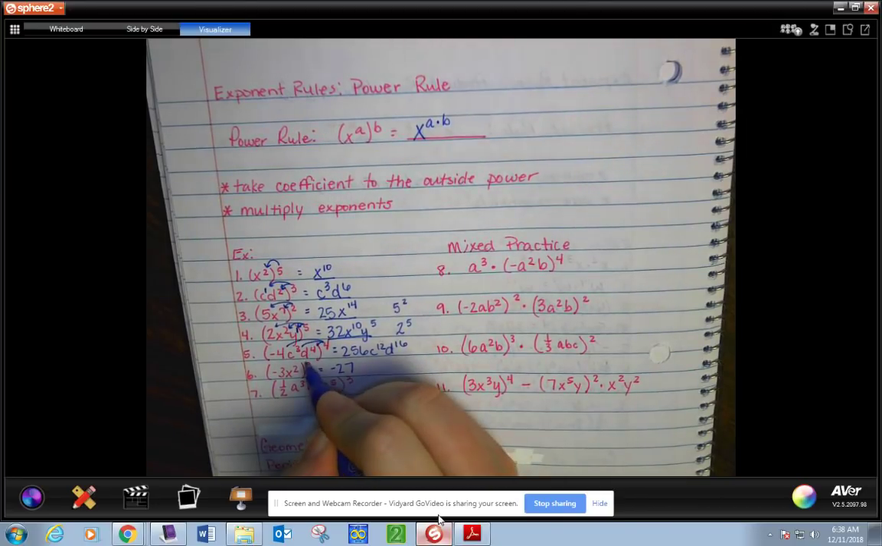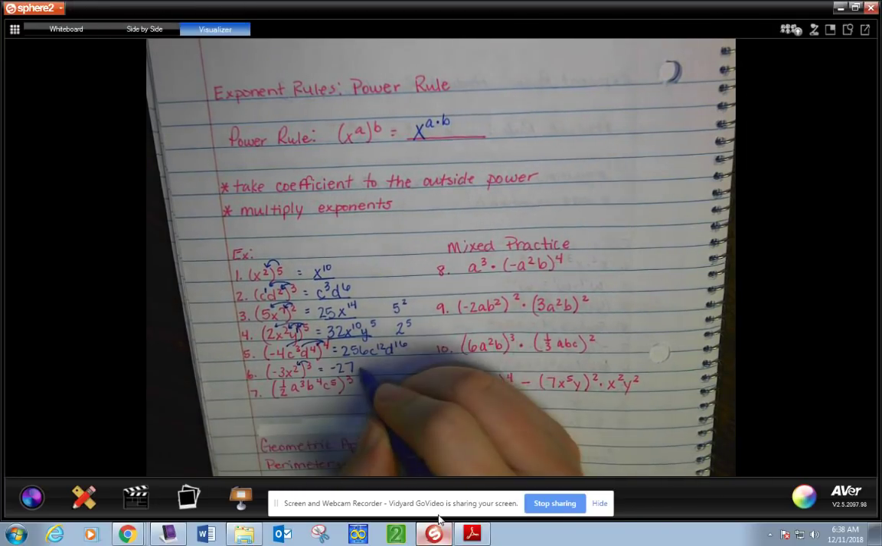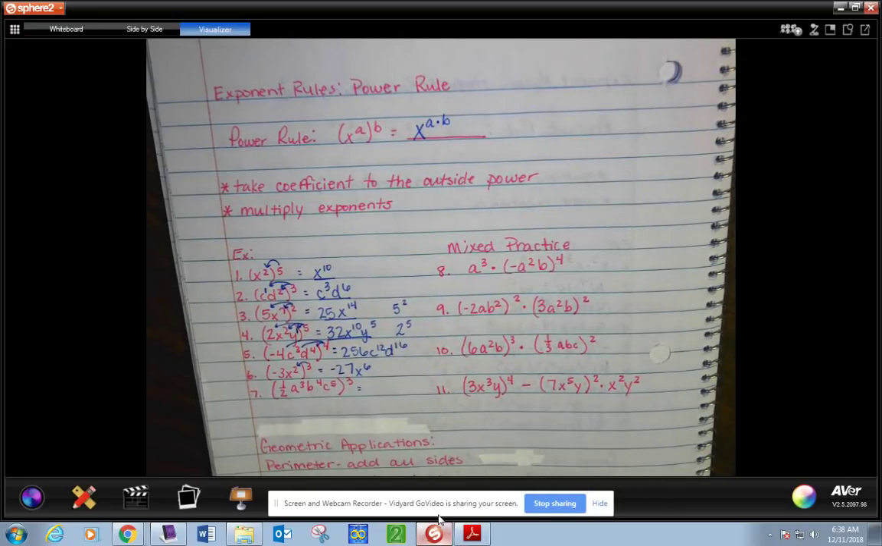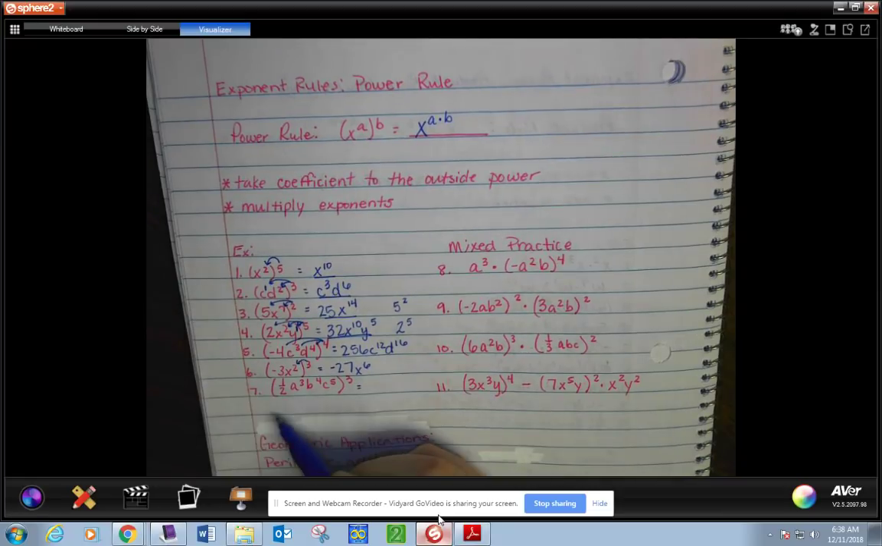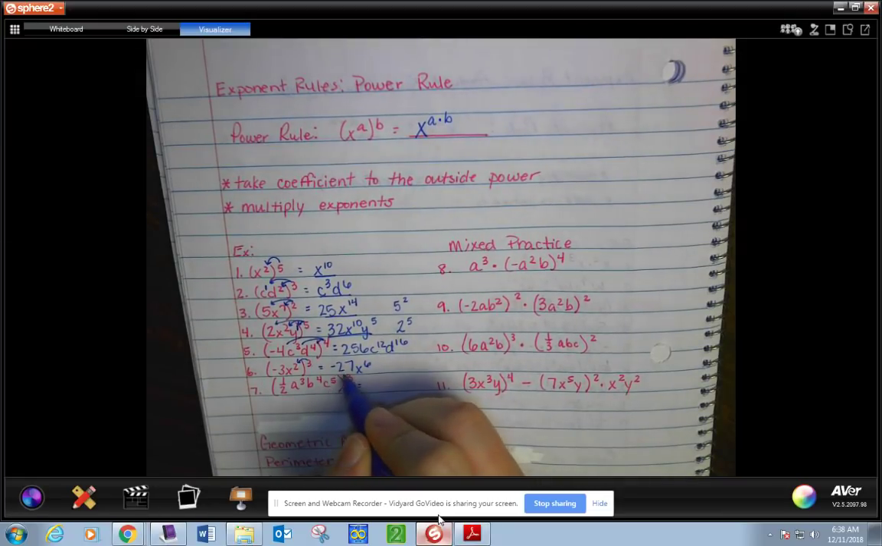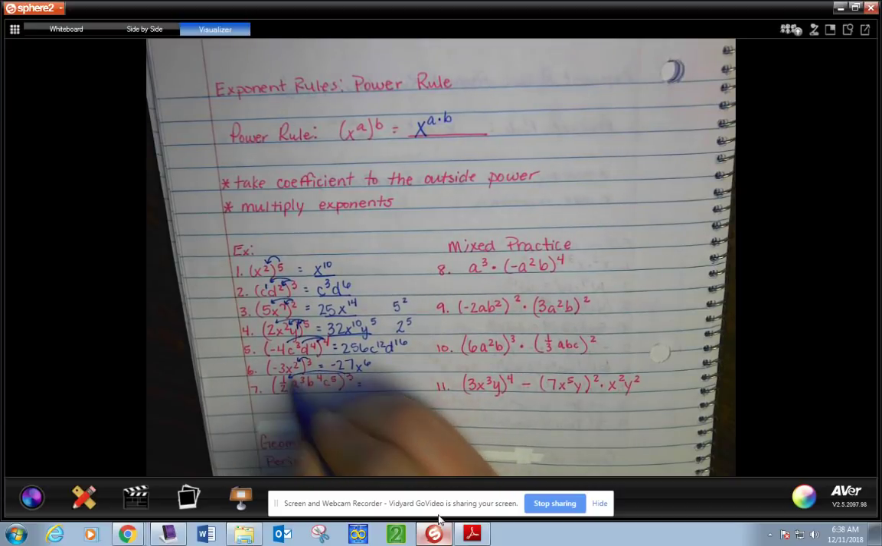And then you're just going to multiply your exponents. So you get x to the 6th. Okay, for my last example like this, I have 1/2 a to the 3rd, b to the 4th, c to the 5th, all to the 3rd. The first thing you're going to do is take that outside 3 and put it on 1/2.